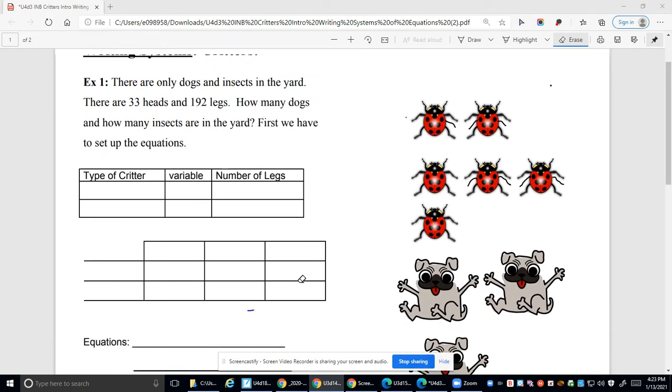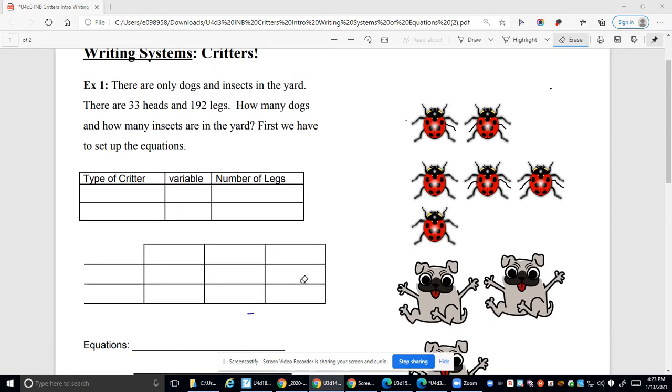Example number 1. There are only dogs and insects in the yard. Okay? There are 33 heads. Okay, and there are 192 legs. Okay. How many dogs and how many insects are in the yard? Before we can answer that question, we first have to set up the equations, and that's what our focus is going to be on today.